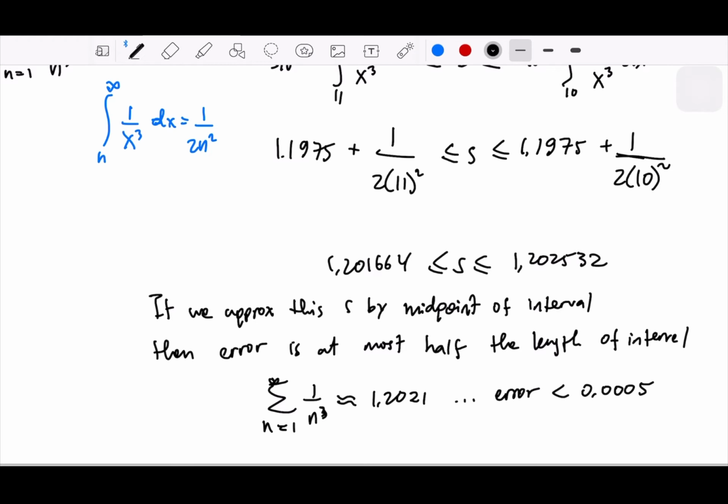So that's the integral test and the estimate of the sum, and then the remainder theorem. Basically, the remainder will help you to find the error, or to approximate some partial sums.